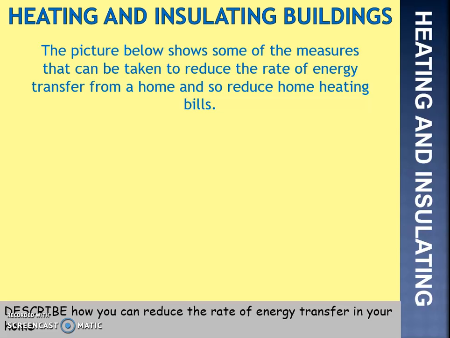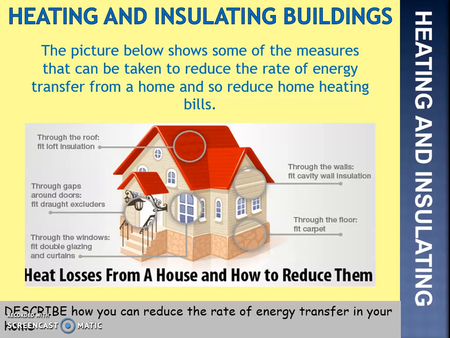The picture below shows some of the measures that can be used to reduce the rate of energy transfer from your home, and so reduce your home heating bills. We've got loft insulation you can place in your roof, which will stop heat travelling through there. We can use draft excluders around doors, which will stop energy being transferred that way. Through the windows we can fit double glazing and curtains, which again will reduce the energy transferred. In the walls we can fit cavity wall insulation, which will stop heat transfer through there. And through the floor we can fit carpet, which reduces the energy loss.